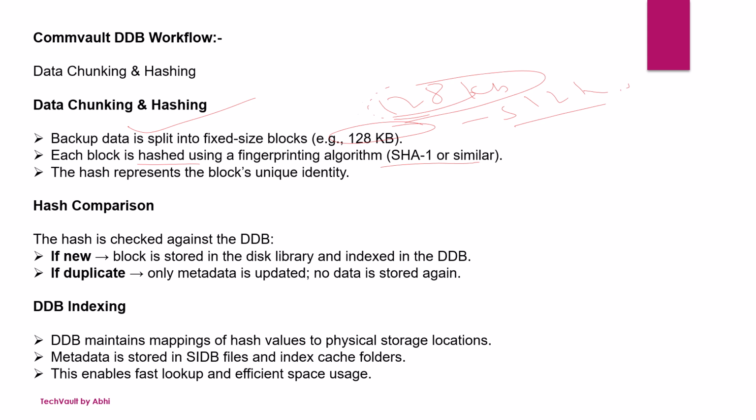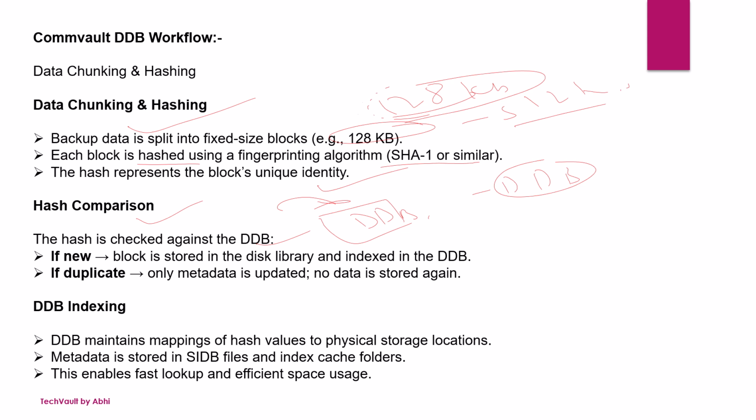If you are working in the Commvault environment, then you can usually check which algorithm you are using. Generally, it's using a hash. The hash represents the block's unique identity. The second step is the hash comparison. The hash is checked against the DDB, that is, in DDB1, DDB2, to see whether the data is present in there or not.